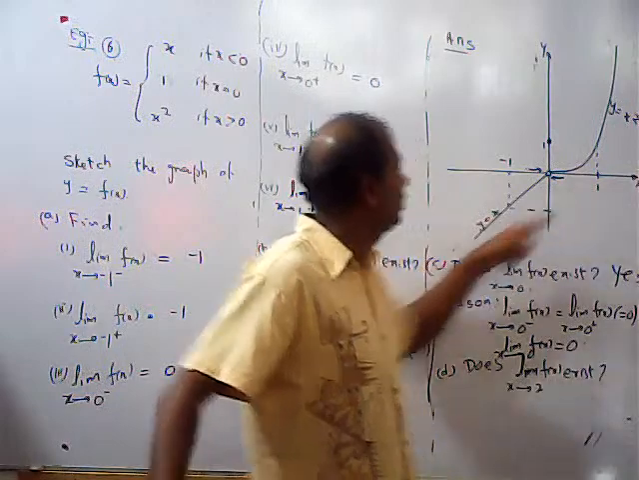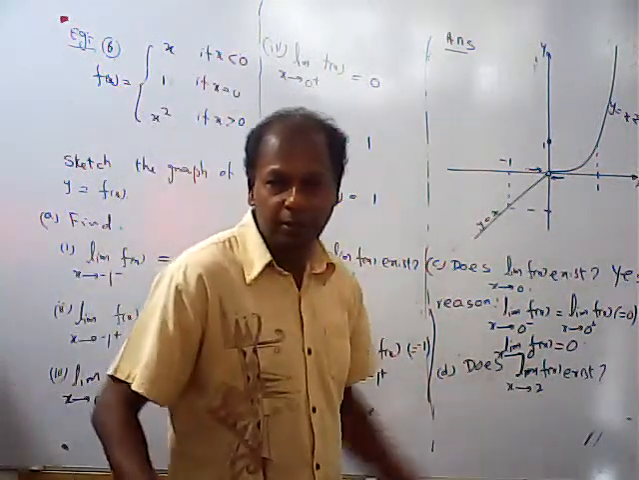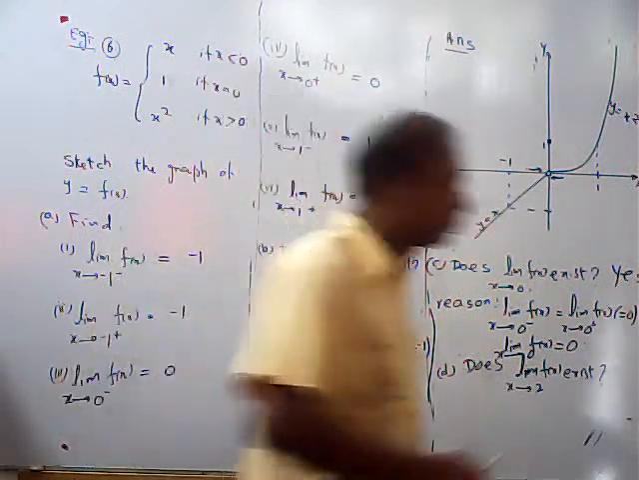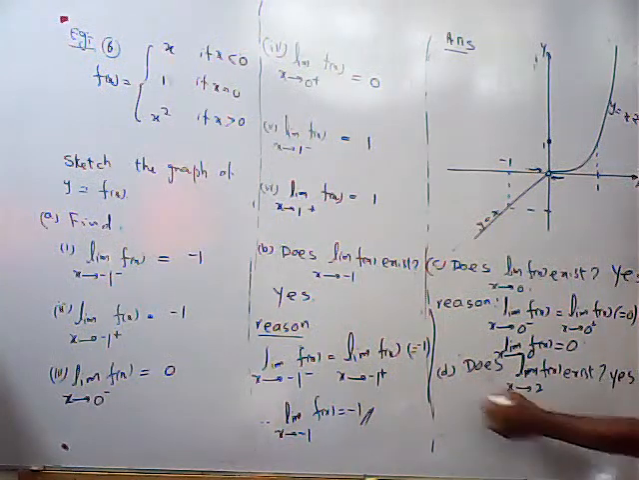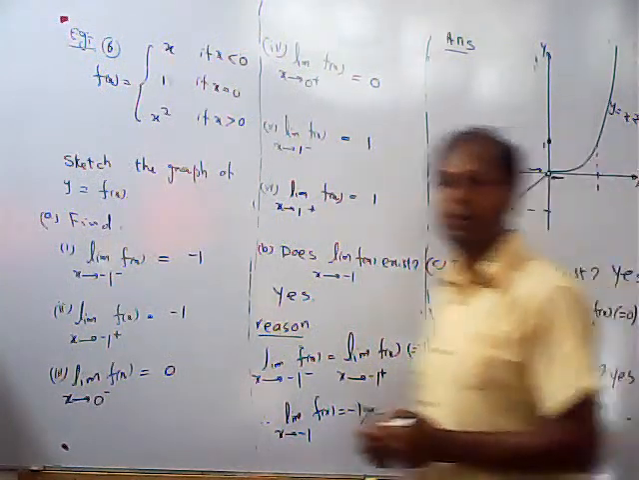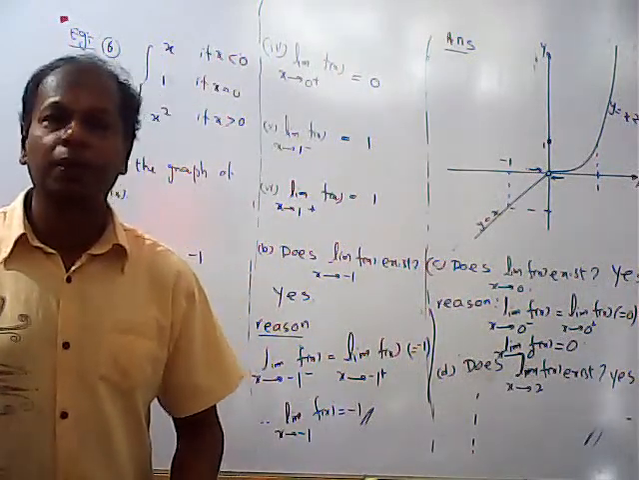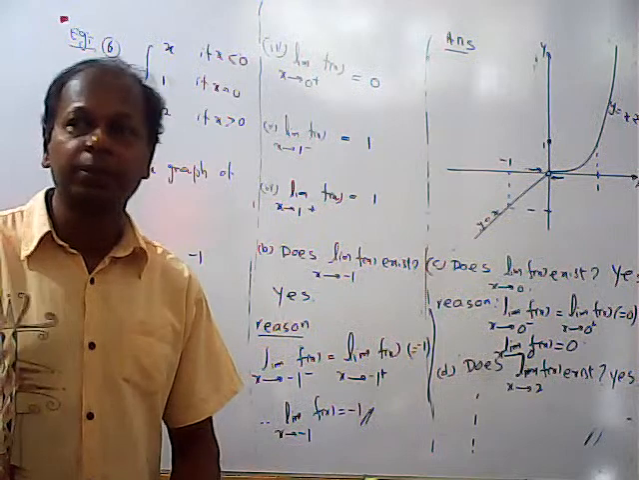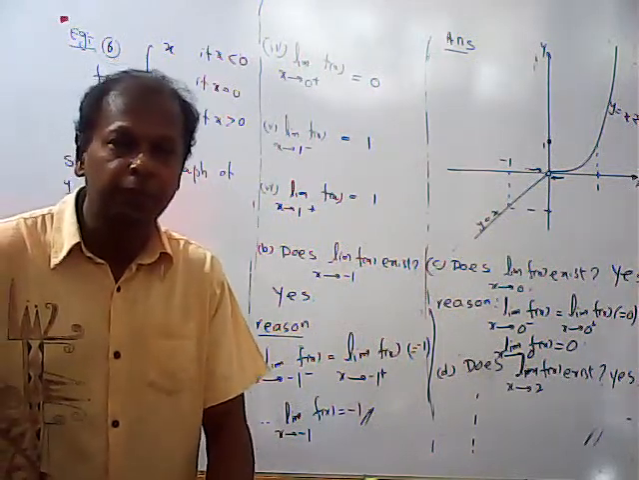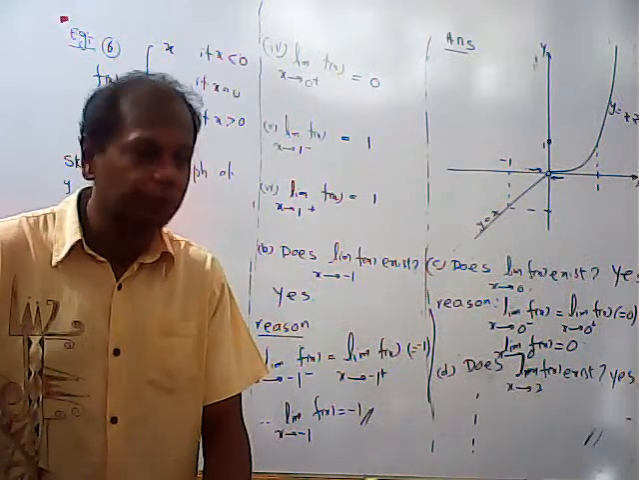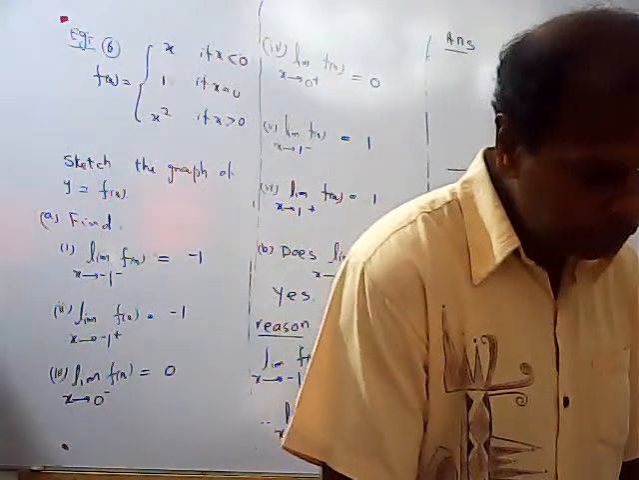the left limit and right limit are again equal to 1, so it exists, right? Here the answer is yes. The reason, you can write the reason and find the value also. Okay, that's the last example we are taking to explain the definition of limit of a function.